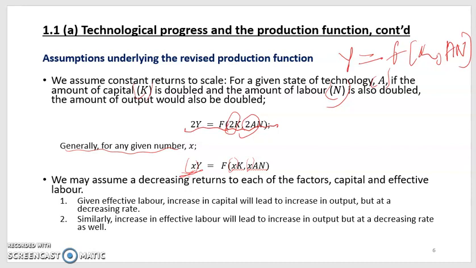It is also reasonable to assume a decreasing return to each of the factors, being K and effective labor. This means that given effective labor, an increase in capital will lead to an increase in output, but at a decreasing rate. Similarly, an increase in effective labor will lead to an increase in output, but at a decreasing rate if capital stays the same. All right.